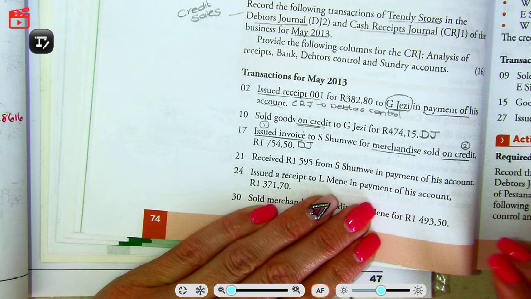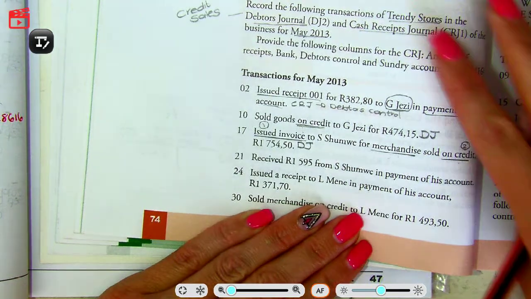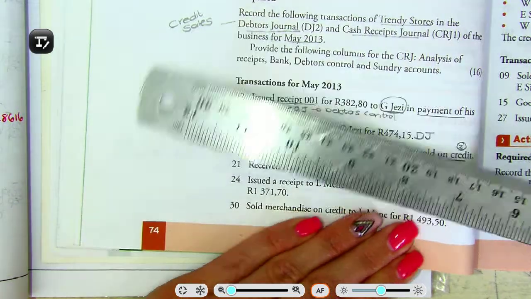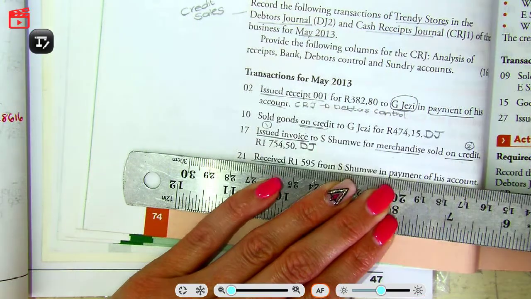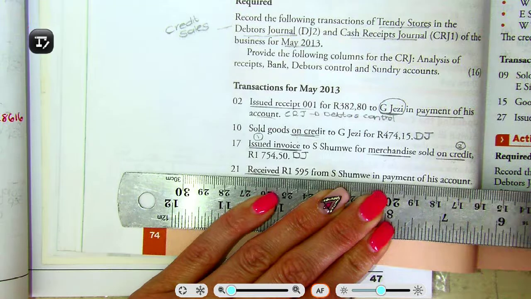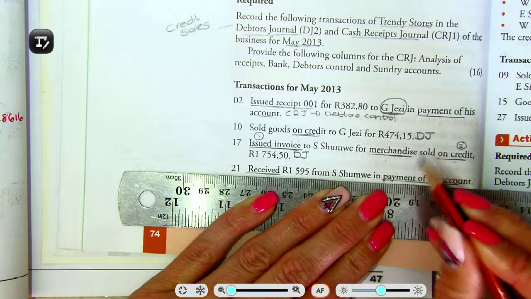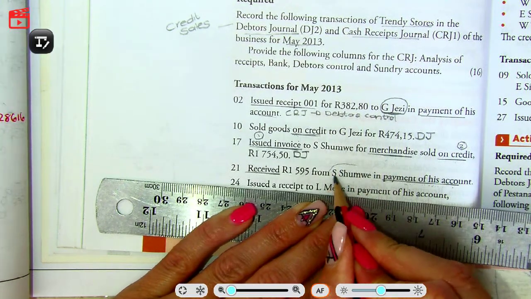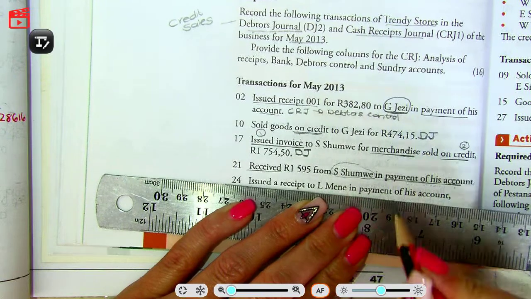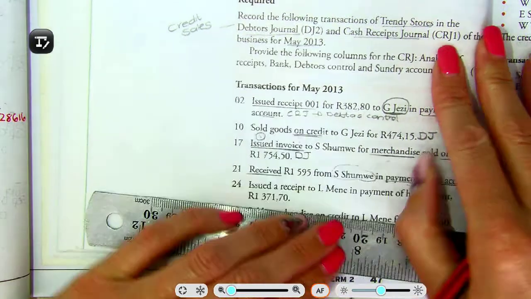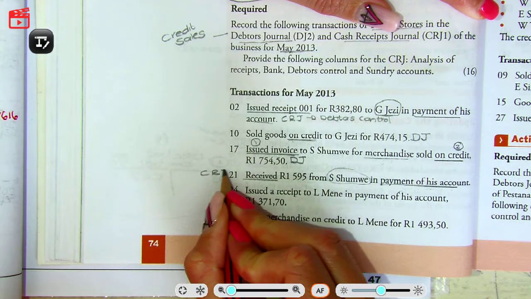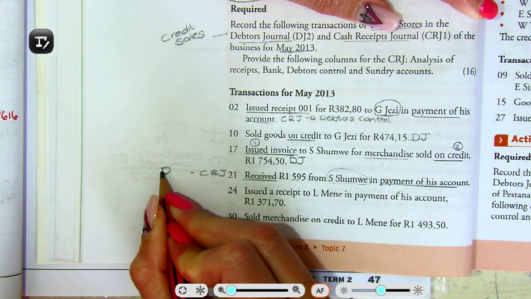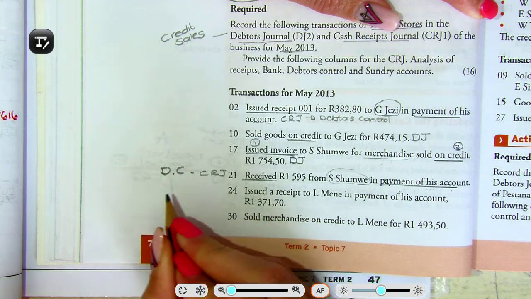On the 21st, I received 1,595 Rand. Received should be your first clue. From S. Shumwe in payment of his account. Who is S. Shumwe to my business? He is a debtor. So this is going to go to my CRJ and it must go into my debtors control column. DC stands for debtors control, not disconnected.